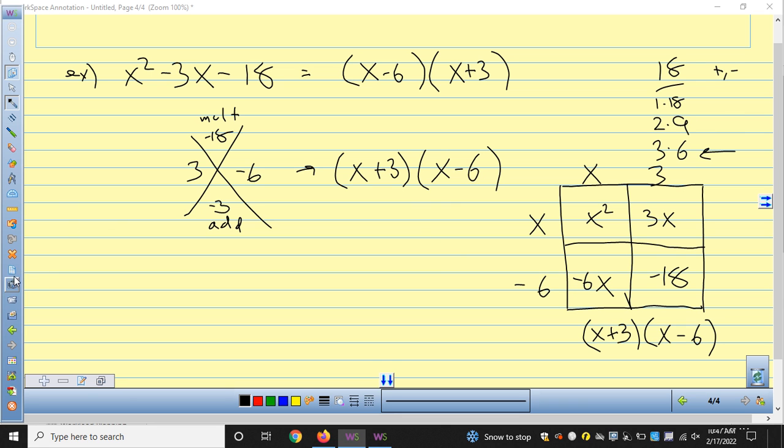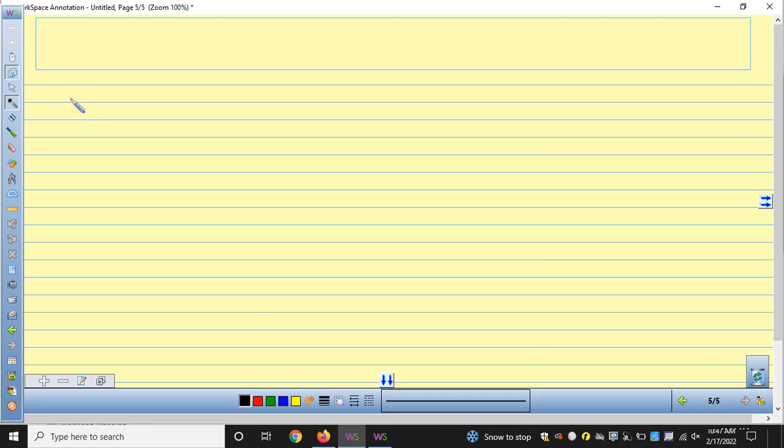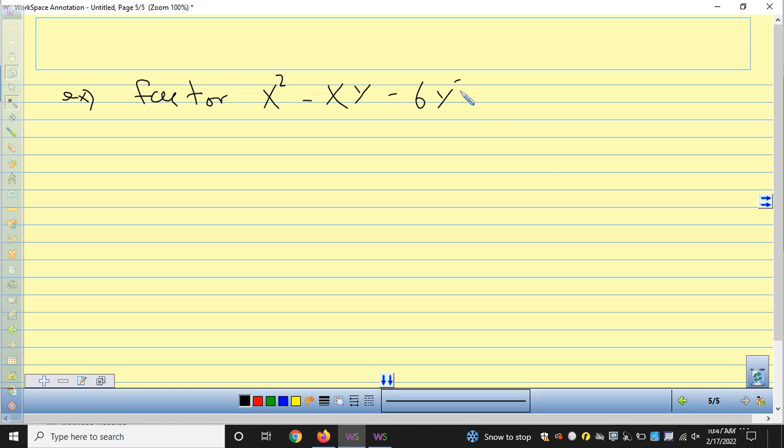All right, let's look at one more example that's slightly different. This is one sort of like we saw in our homework the other day. We want to factor x squared minus xy minus 6y squared. Well, this one's a little different because we have x's and y's, but we're going to do the process the exact same way. That's A. That's B. B is -1. And that's C.